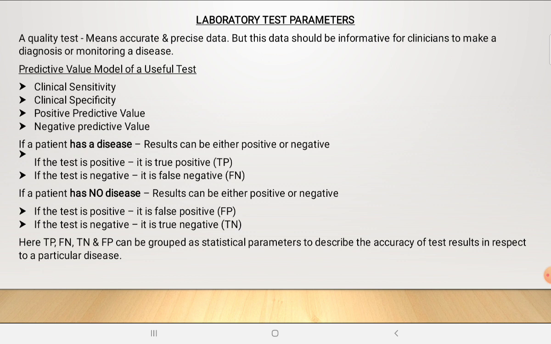Now, the next scenario is if a patient has no disease. Here also, the result can be either positive or negative. The test, if shown positive, is a false positive, and if the test shows negative, it is a true negative because the patient actually doesn't have the disease. So here, true positive, false negative, true negative, and false positive can be grouped as statistical parameters to describe the accuracy of the test, with respect to a particular disease.